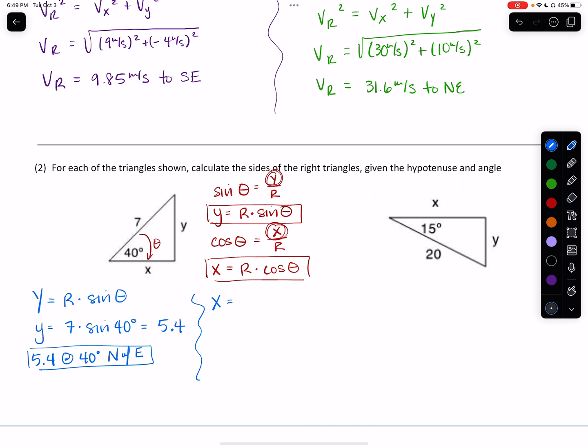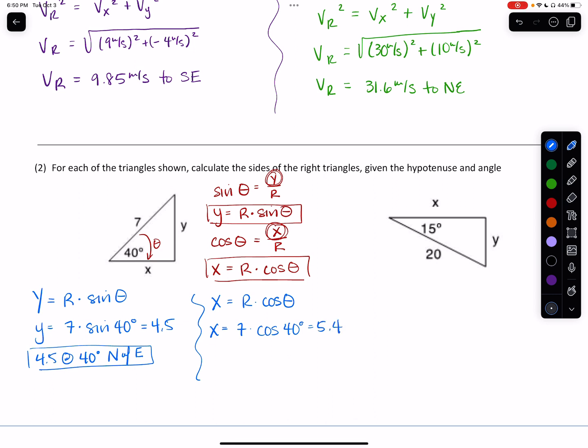So x is going to be equal to the resultant times the cosine of theta. So we plug in our value of 7 at cosine of 40 degrees, plug that into our calculator, and we get a value here. Oh, I think I mixed my two values up. I did. Oh, I'm sorry about that. This should have been 4.5. Sorry about that, 4.5. And this should have been 5.4.